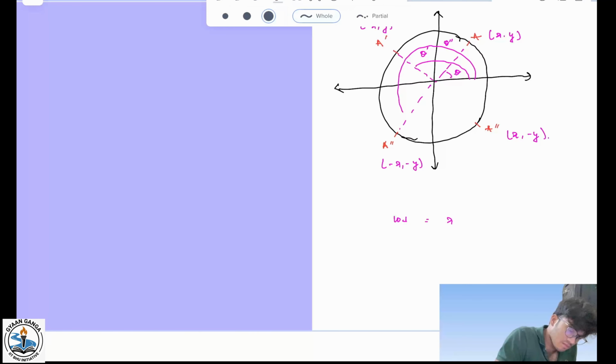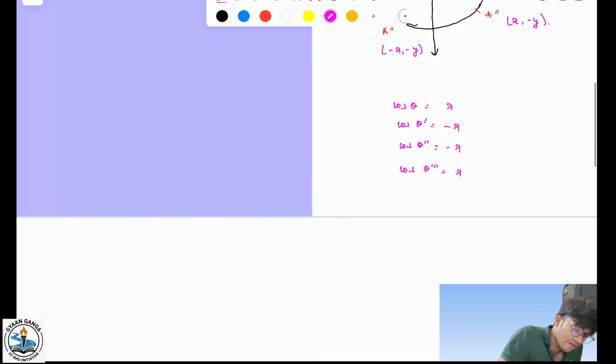So cos of theta is x, cos of theta dash is minus x, cos of theta double dash is again minus x, and cos of theta triple dash is x. However, in absolute terms, the modulus of cos theta is equal to the modulus of cos theta dash, which in turn is equal to the modulus of cos theta double dash, which in turn is equal to the modulus of cos theta triple dash.